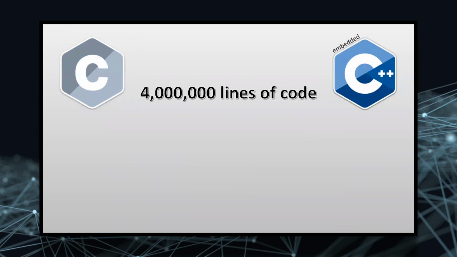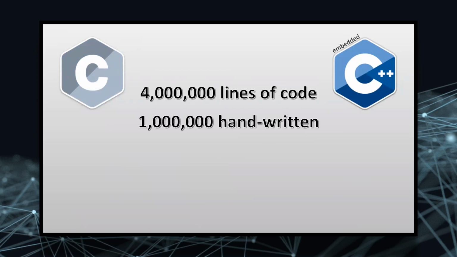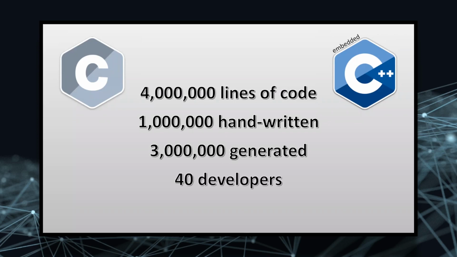For Curiosity, there are nearly 8 million lines of code on board. About 1 million lines of that were written by hand, and about 3 million lines were auto-generated from software models. The flight software development team was made up of about 40 people, and it took them about 5 years from start to finish. They first created models for much of the software.